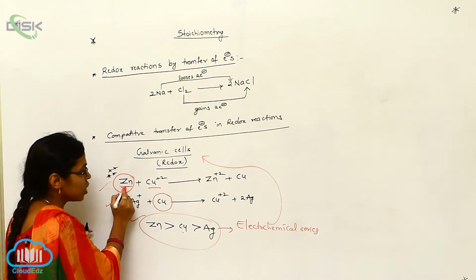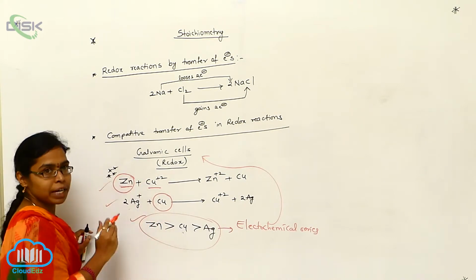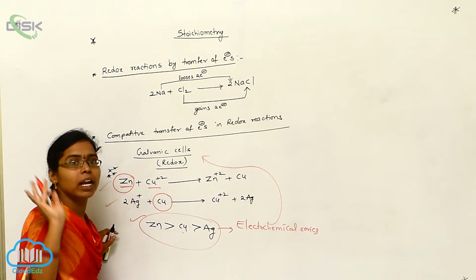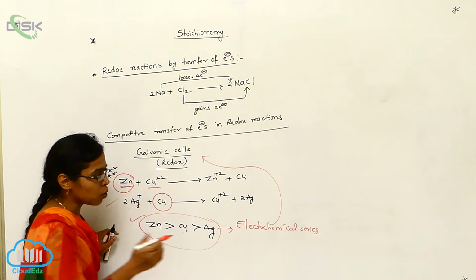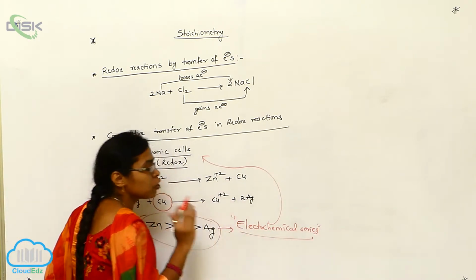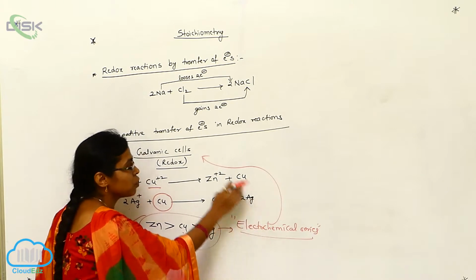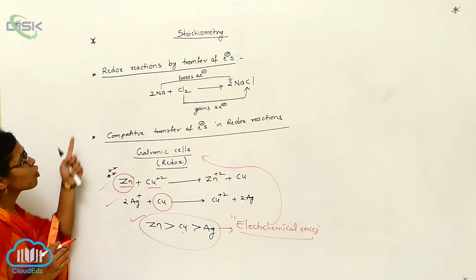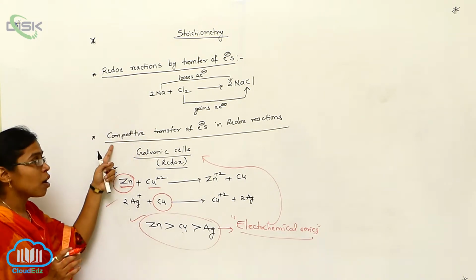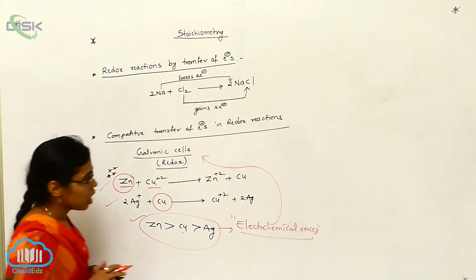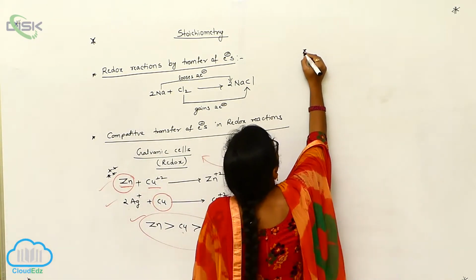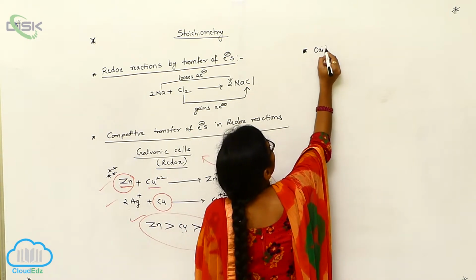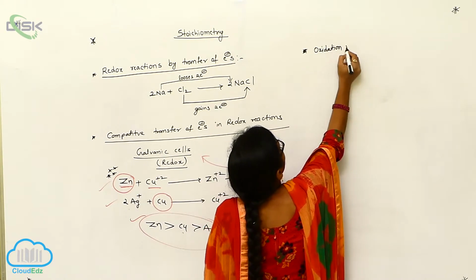Not only these three metals, but whenever you take the remaining metals which can be used as electrodes in electrolysis, those electrode series are also given by the electrochemical series. That series is used for the purpose of galvanic cell preparation. So this is the important information about redox reaction by transferring of electrons and competitive transfer of electrons in redox reactions. Next, one more topic. Already I introduced this one. It is nothing but oxidation number. What is it? The oxidation number.